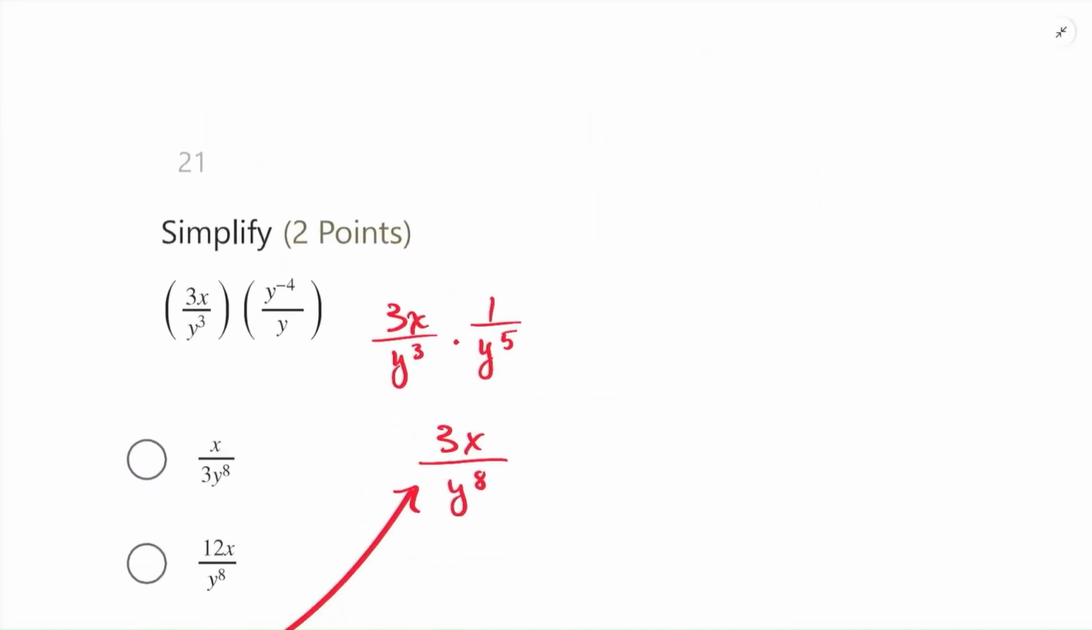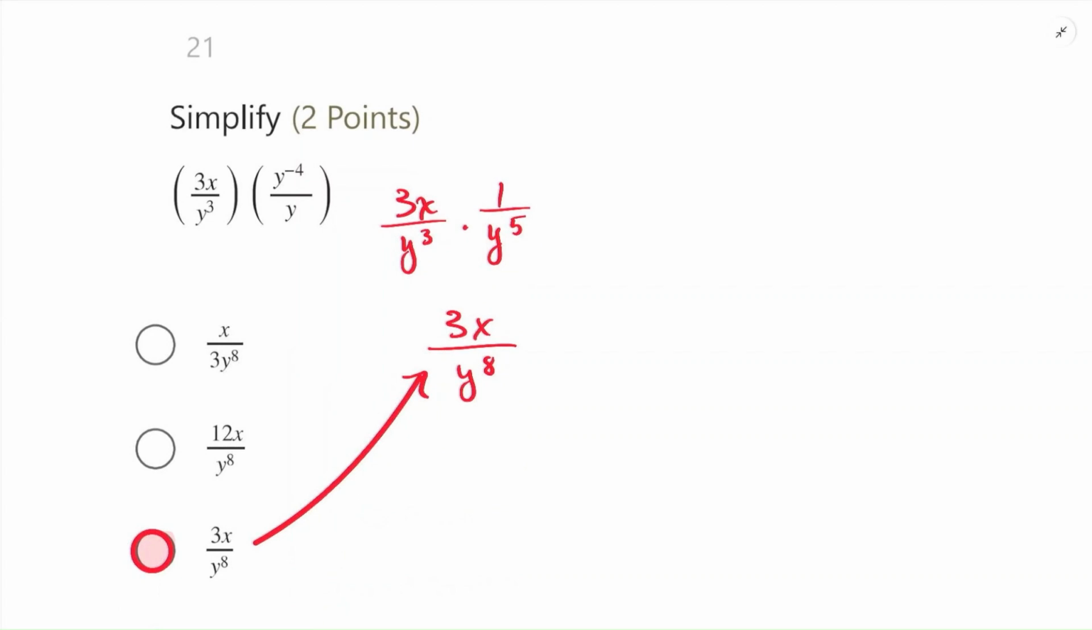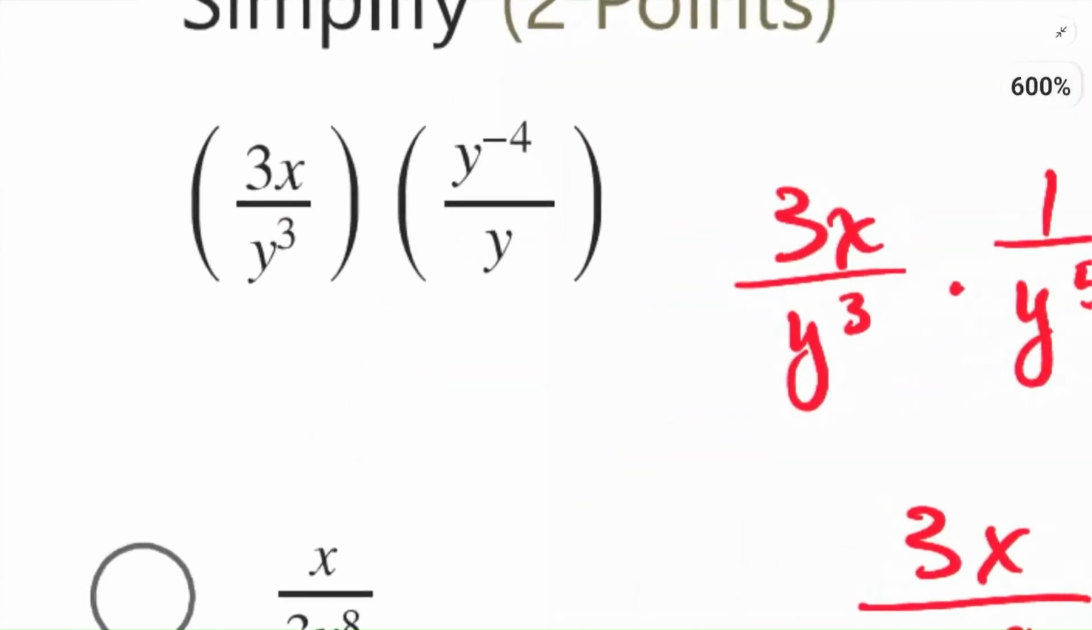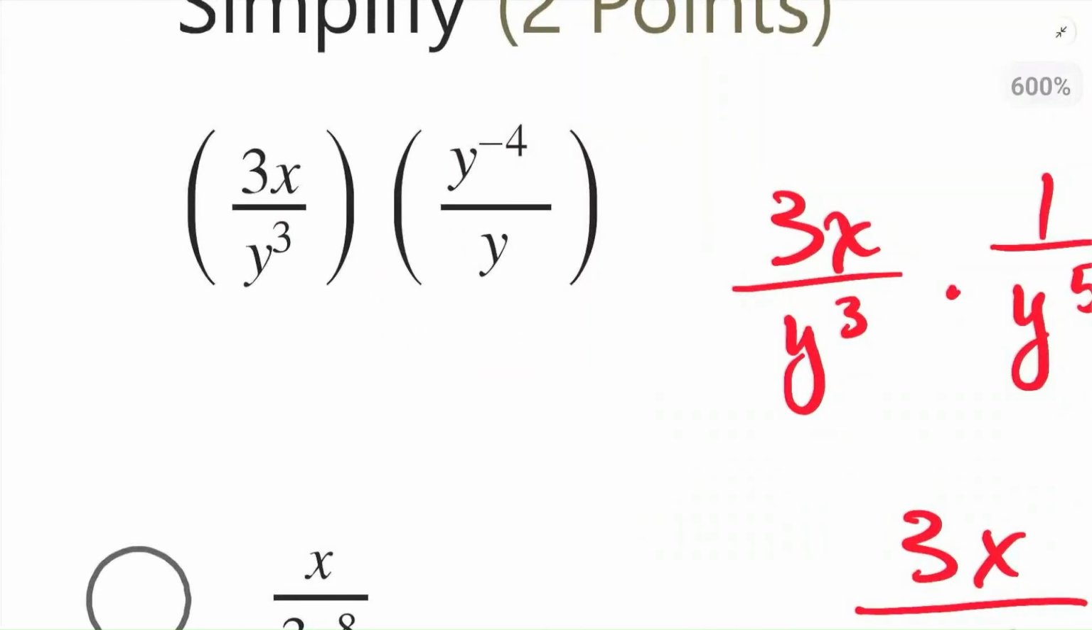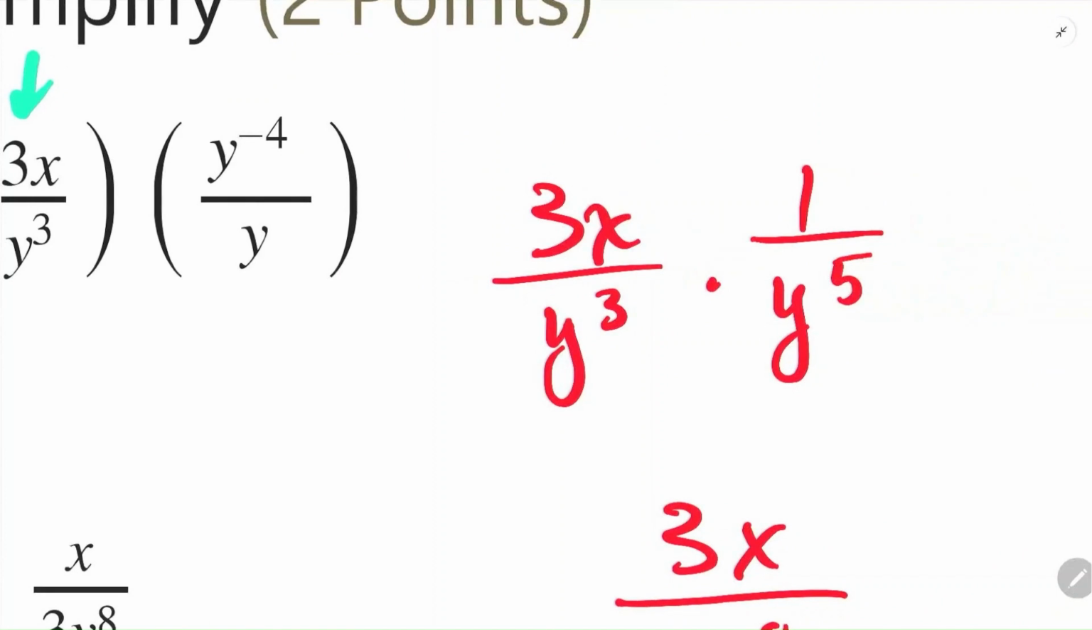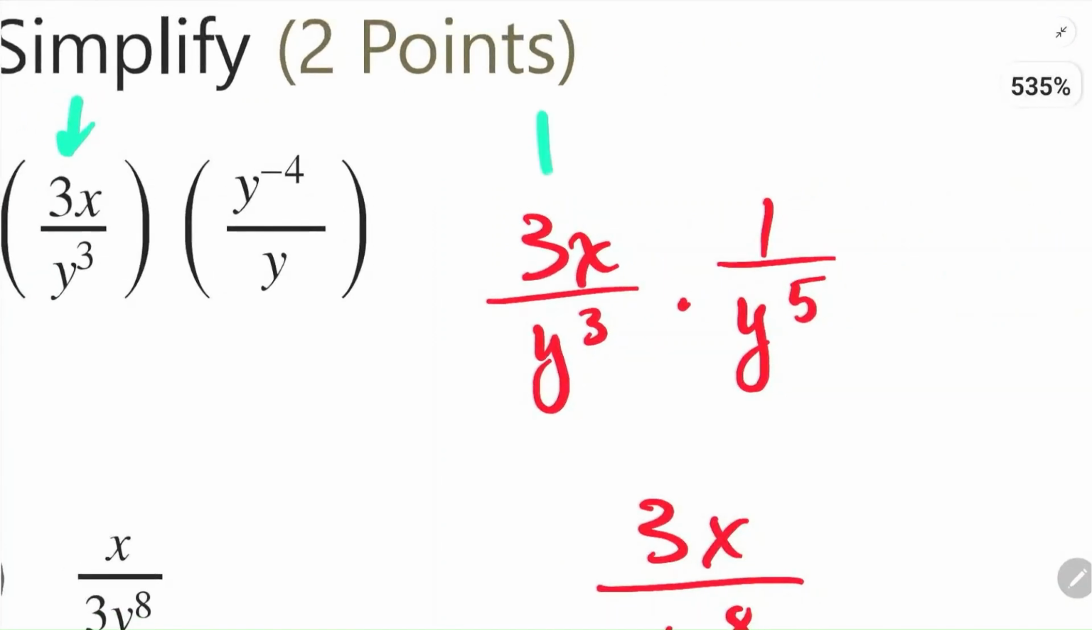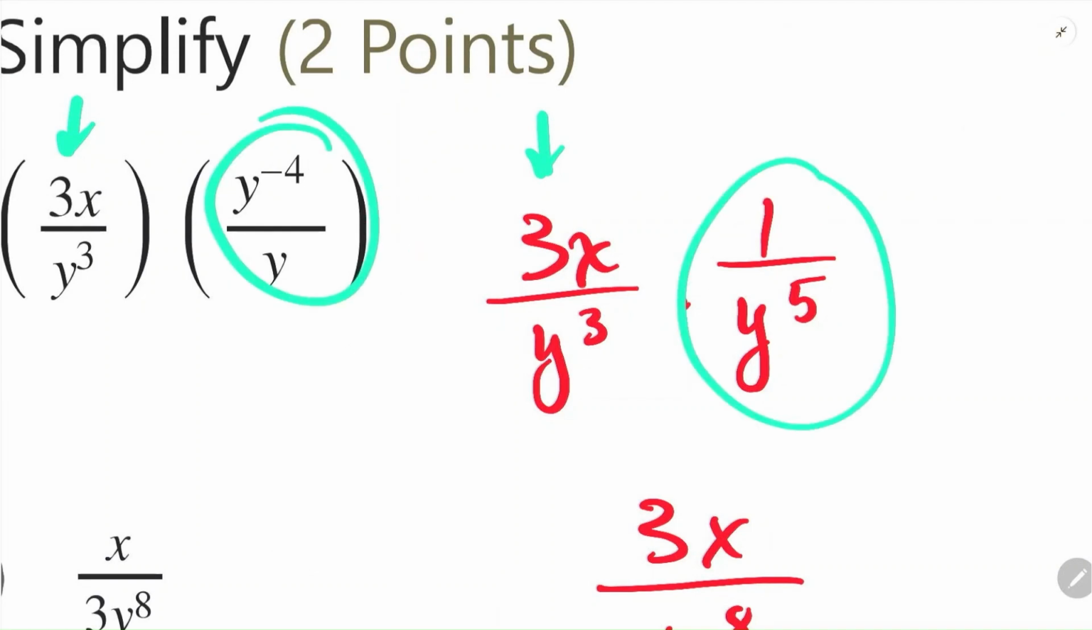21. Simplify this monomial. So this part, there's really nothing to do with it. So I just rewrote that and left it alone. But if I have y to the negative 4th over y, that is exactly 1 over y to the 5th. My justification for that is I can multiply both the top and bottom by y to the 4th times y to the 4th.